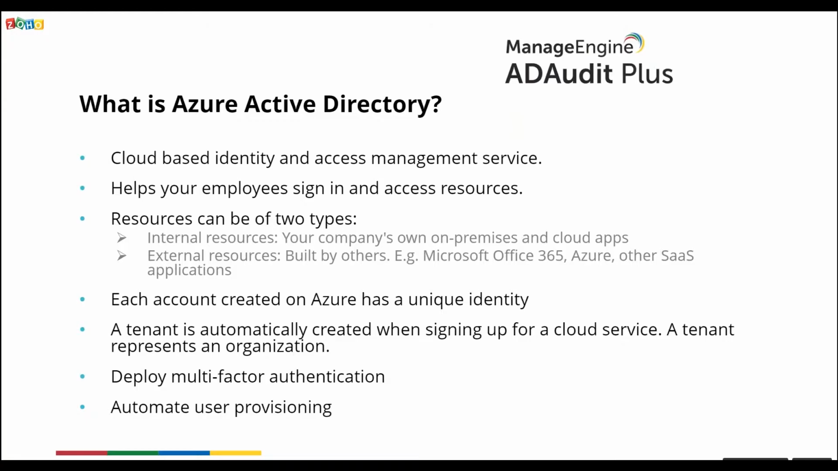You can have external resources. These are resources that are built by others outside your organization. This can include Microsoft Office 365, Azure, and thousands of other SaaS applications. And then you have internal resources. These are applications which exist on your own corporate network and intranet. Your applications that are running on premises. You can also have numerous cloud apps developed by your own organization that are also considered internal resources. IT administrators can use Azure AD to control access to apps and app resources.